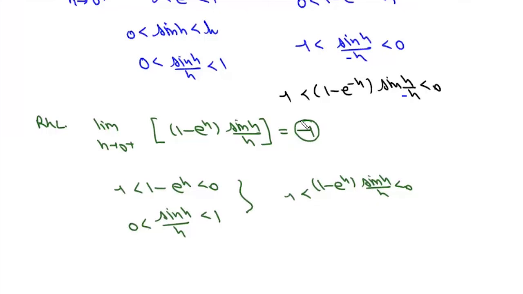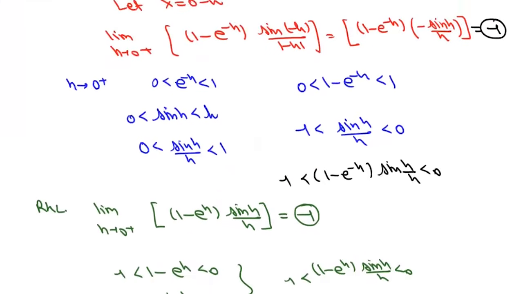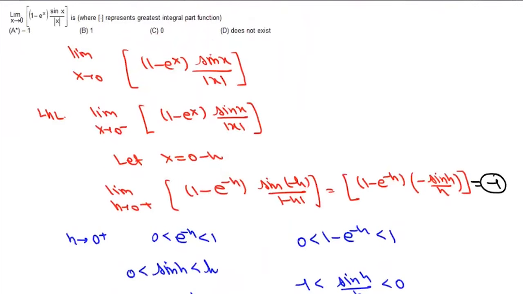Now since the left hand limit is -1 and the right hand limit is -1, the value of this limit is -1, and that's your option A.